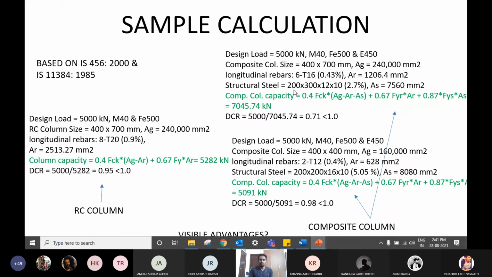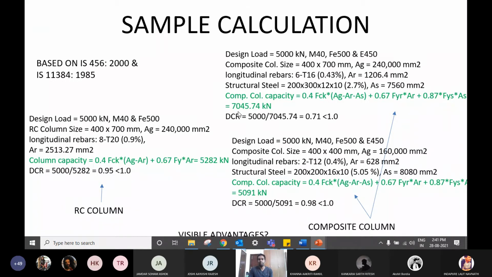Now structural steel: I'm going to plug in an I section, which is 300 mm in depth, 200 mm flange width, 12 mm flange thickness, and 10 mm web thickness. That occupies effectively about 2.7% of the cross-sectional area, and this is the area of that structural steel. Your formula is kind of the same: 0.4 FCK into the portion of the concrete, plus 0.67 FY into the portion of the steel, plus 0.87 FY into the portion of the structural steel. Now I need to plug in the relevant values, and I'm getting a capacity of 7,000.